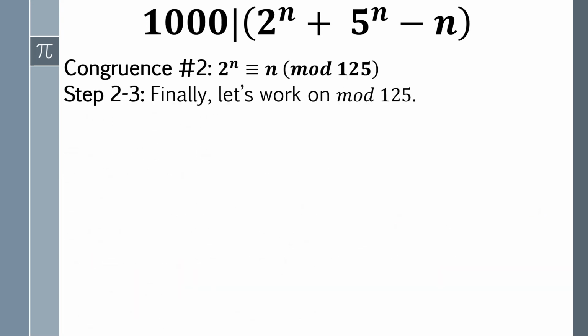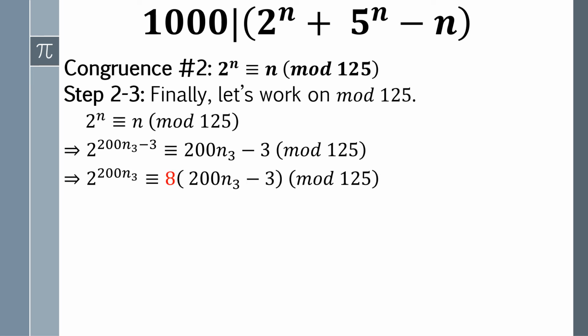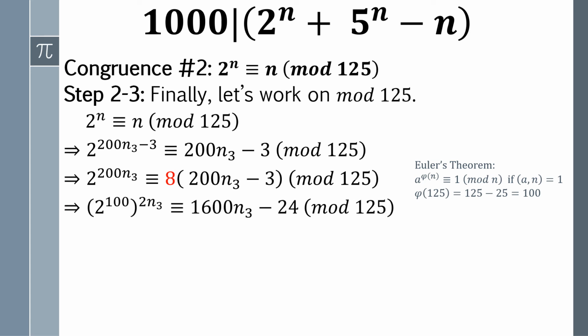As a last step, let's work on modulus 125. In the relationship, n is replaced with 200 times n3 minus 3. Again, both sides are multiplied by 8. And we also apply Euler's theorem here. And phi 125 equals 100. Then the left side can be written as 2 to the 100th power, then to the 2 times n3 power, which becomes 1.